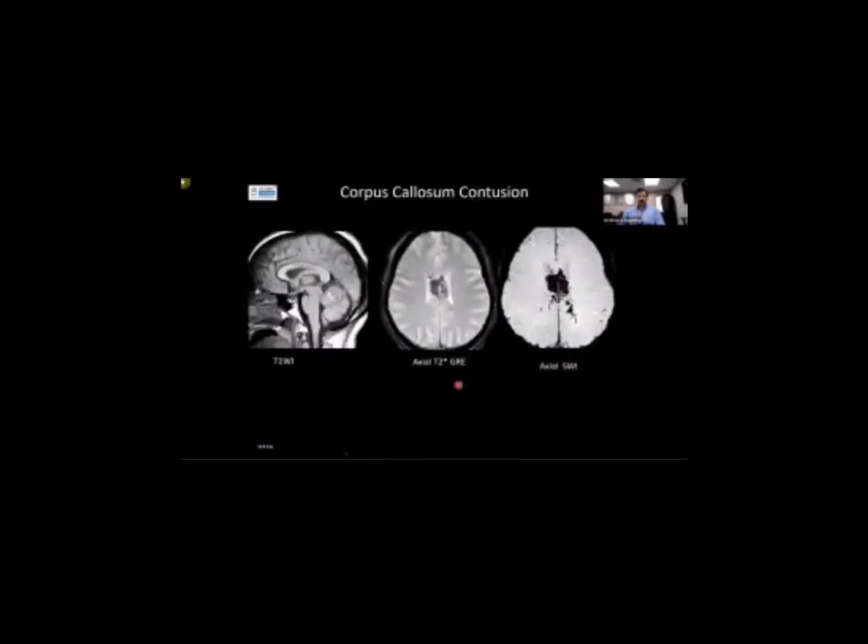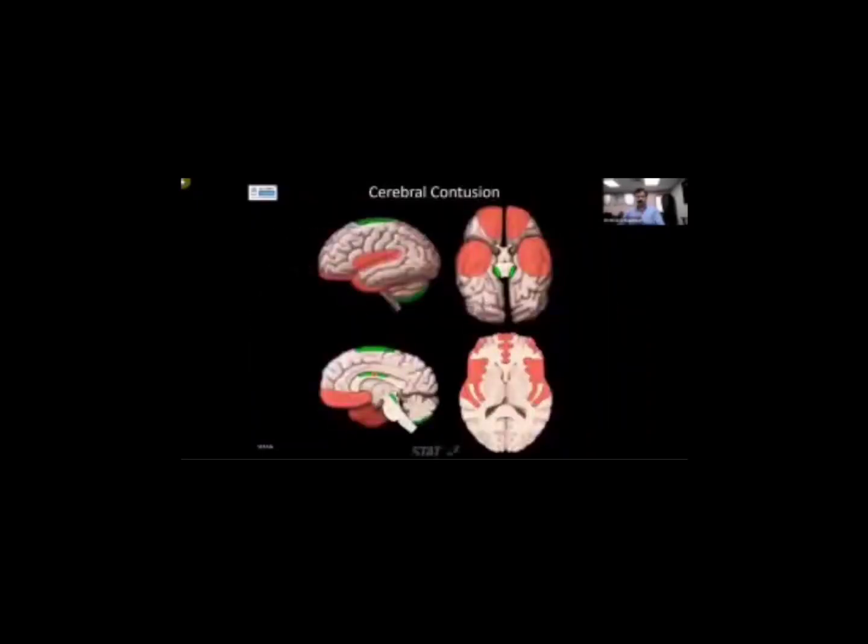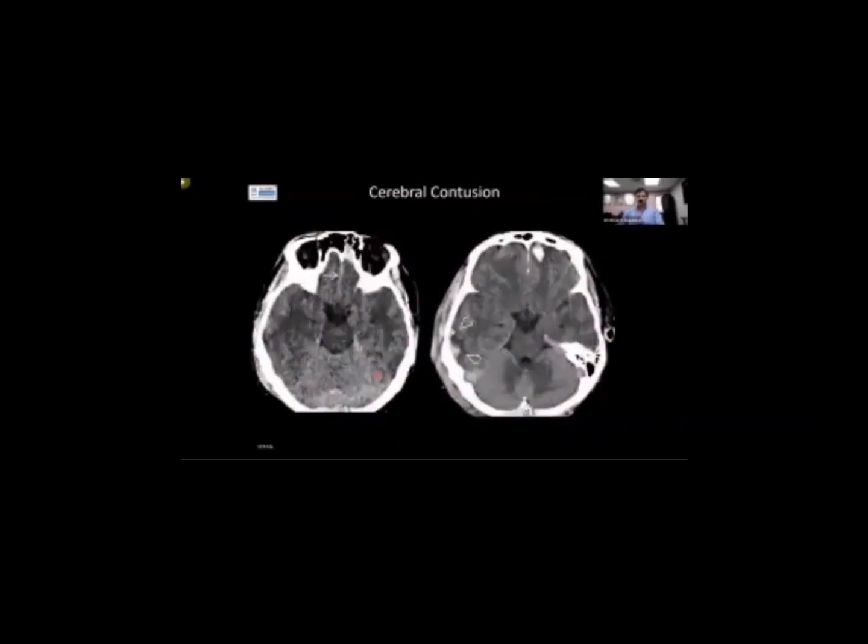This is a corpus callosum contusion. Usually, we talk about diffuse axonal injury with respect to the corpus callosum, but contusions can also happen, usually here at the body. If I go back and show you that diagram once again, look here, the green area. Diffuse axonal injury is usually in this area, and the contusion will be bigger. You can well imagine this has struck the falx.